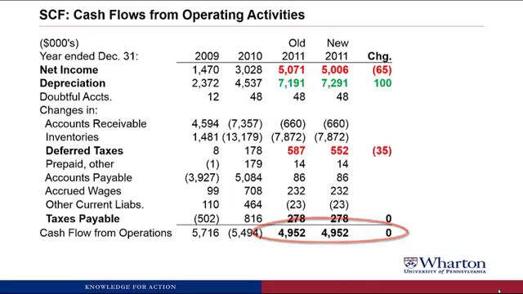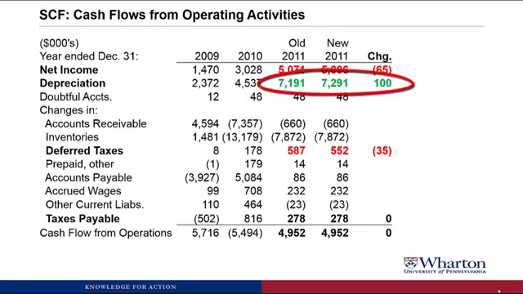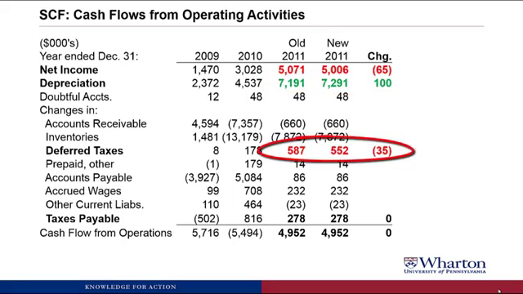So two points from this. One, if we change a non-cash expense, it can't have any effect on cash from operations. And the second is we were able to just do the depreciation add back on a pre-tax basis because we take care of the tax effect in the change in deferred taxes.